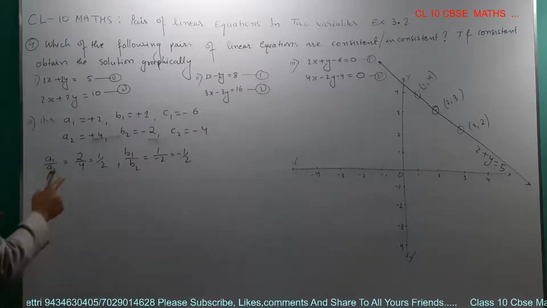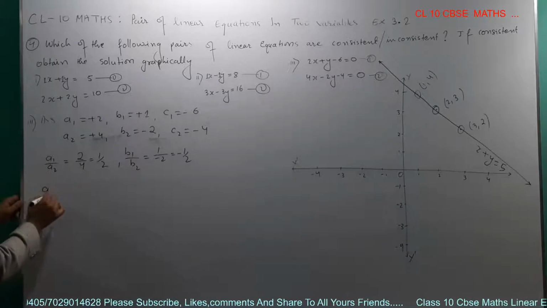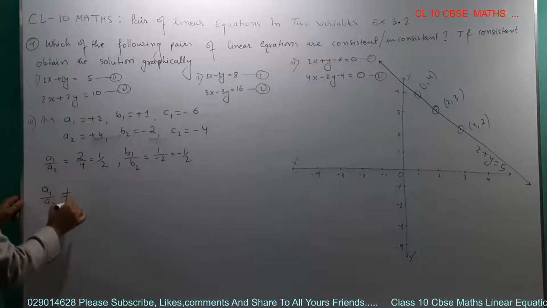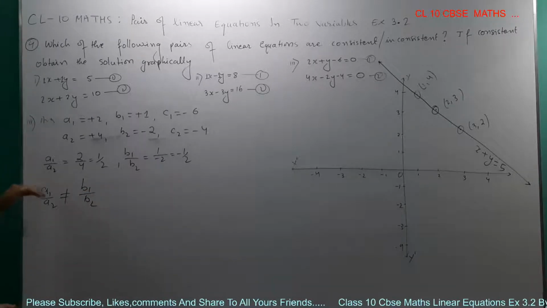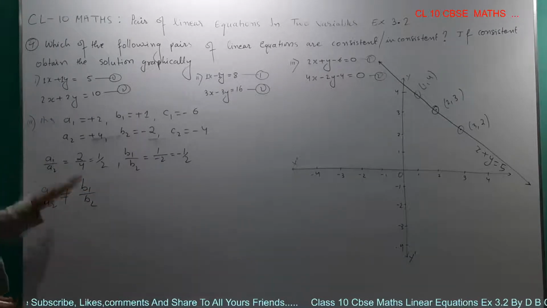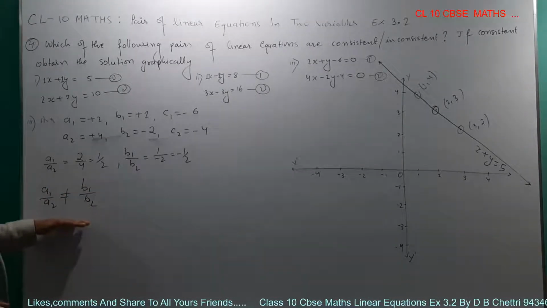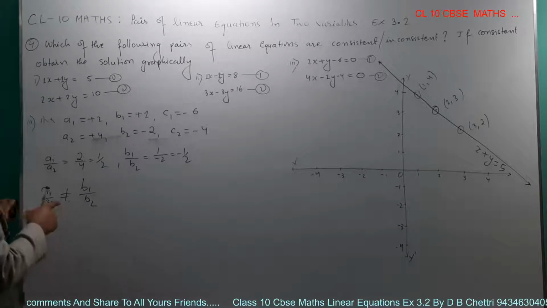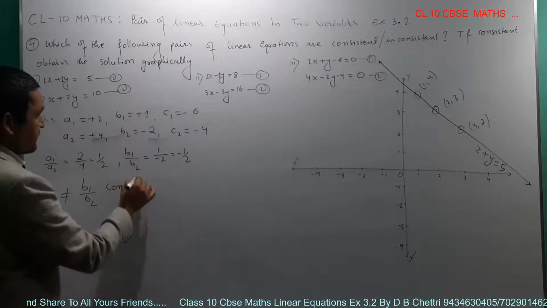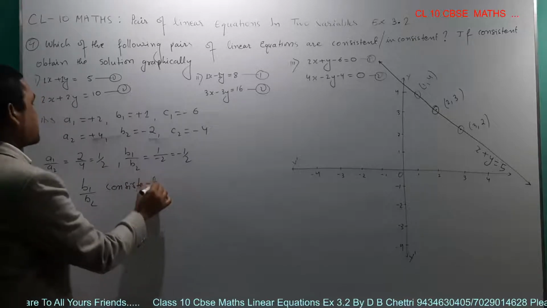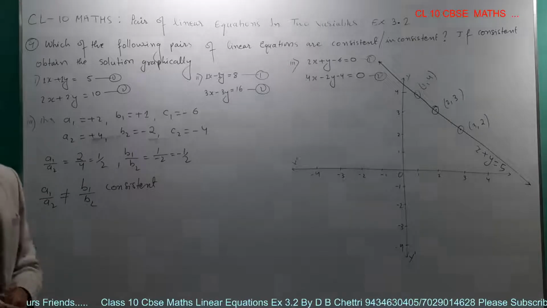According to these two ratios, a1 by a2 is not equal to b1 by b2. If a1 by a2 is not equal to b1 by b2, then it is called consistent. Now what kind of equation is this one? Consistent. If consistent, then the question asks to get the solution graphically.